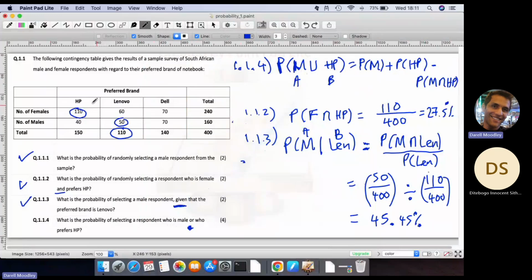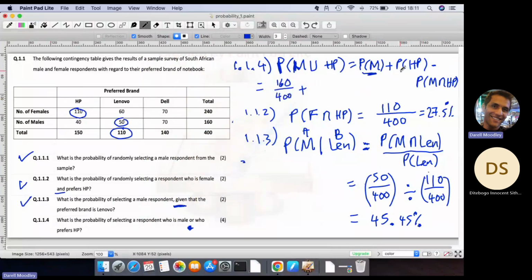All right. And we just need to substitute the values of those probabilities, and we'll get our answer. Now the first part is probability of male, and we did that earlier, which is 1.1.1, that was 40%. Instead of writing the percent, I'm going to write it as a fraction. So this is 160 over 400. This is the probability of a male.